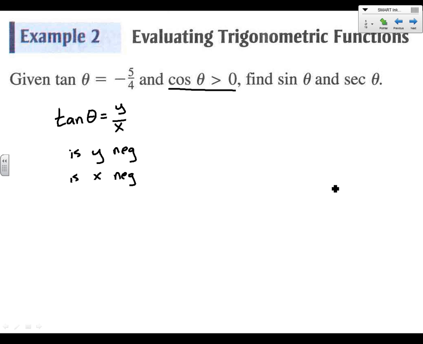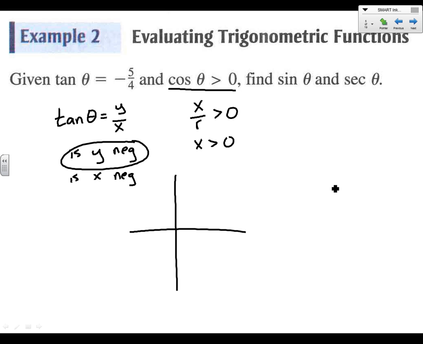Remember what we know about cosine. Cosine is x over r. R is a hypotenuse. R is always going to be positive. So if r is positive and the whole thing is positive, then x is positive, which means y is negative. So if we were to plot this, x is positive and y is negative. The only quadrant where that exists is down here in quadrant 4.